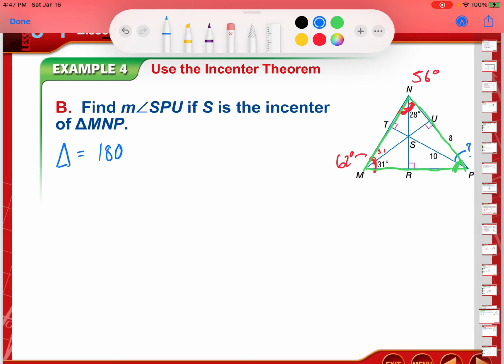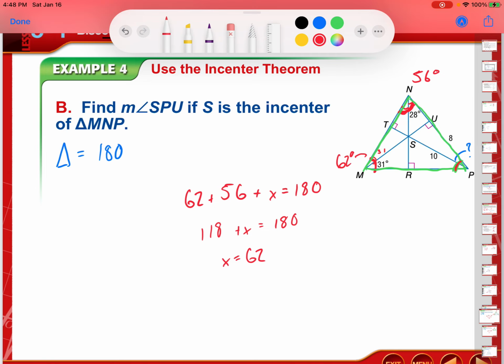So let's go ahead and do that. So we know, I'm going to use red, 62 plus 56 plus something, I'm going to call that something x, equals 180. So now if I start solving this, I get 118 plus x equals 180. I'm going to subtract 118 from both sides, which will, of course, give me 62. So I know x equals 62.